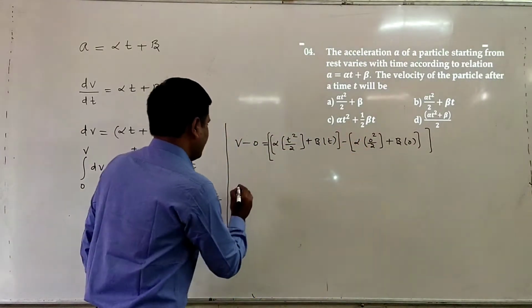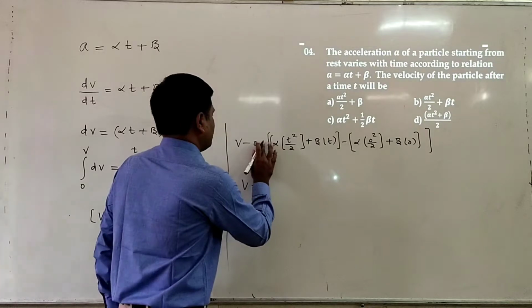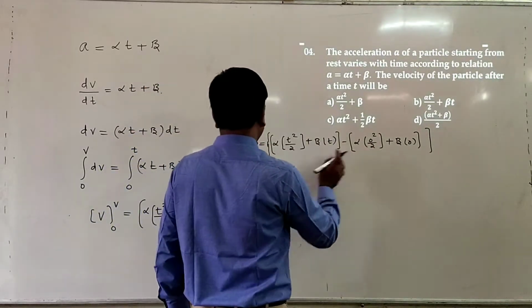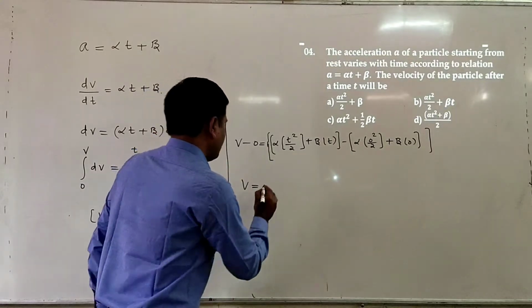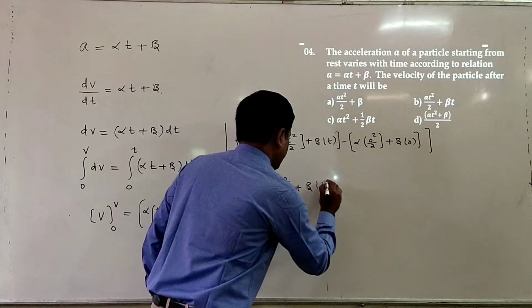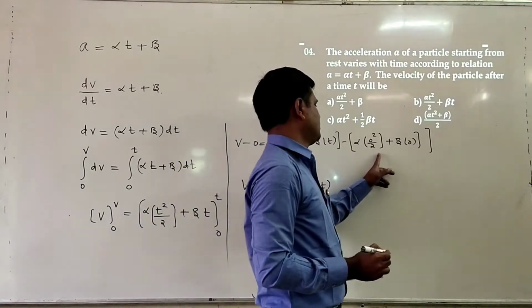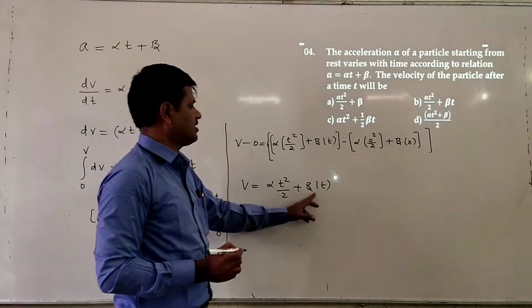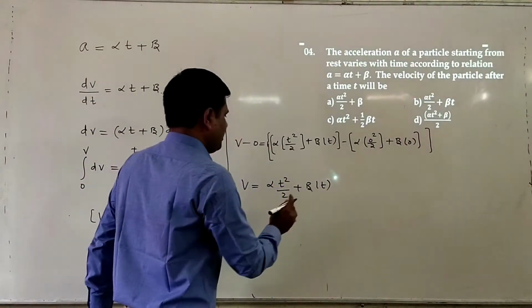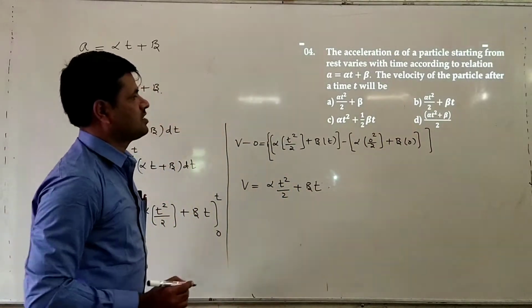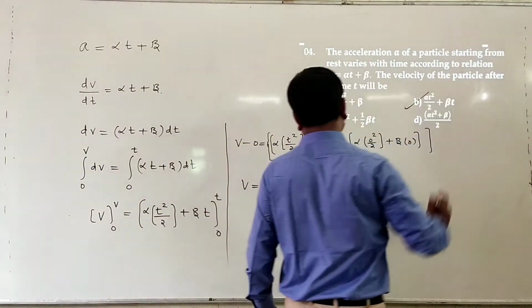Now what do we get here? V minus 0 equals v. The remaining is alpha t square by 2 plus beta into t. Alpha into 0 square by 2 is 0, so the lower limit total value is 0. So v is equal to alpha t square by 2 plus beta t. Which option is correct here? B option is correct here.